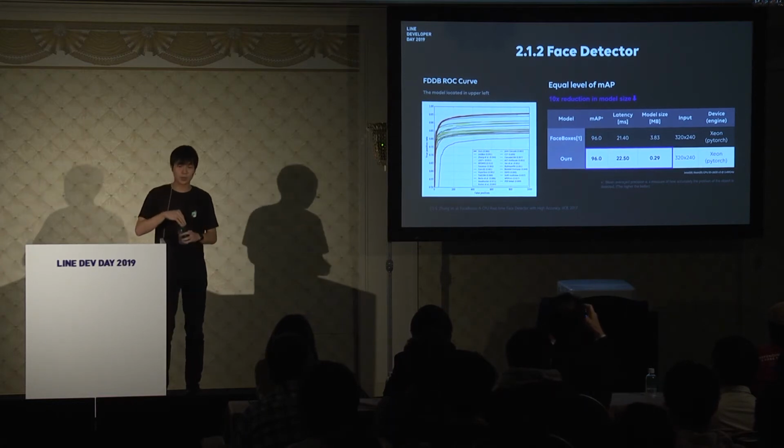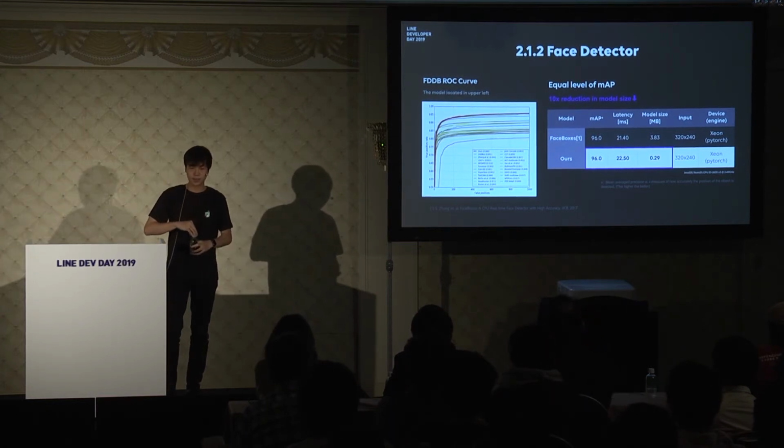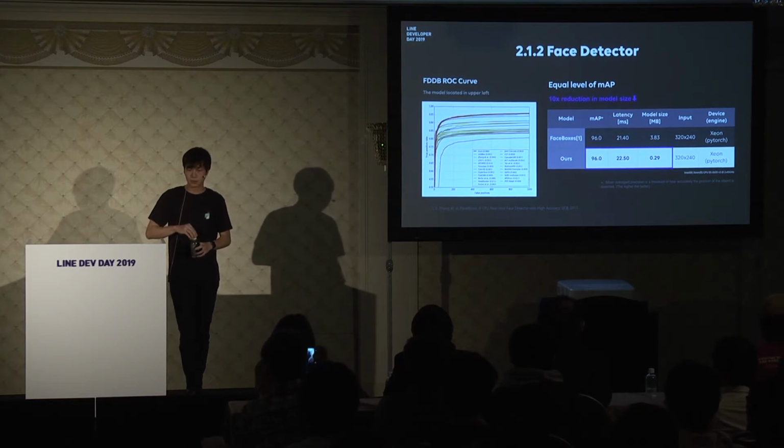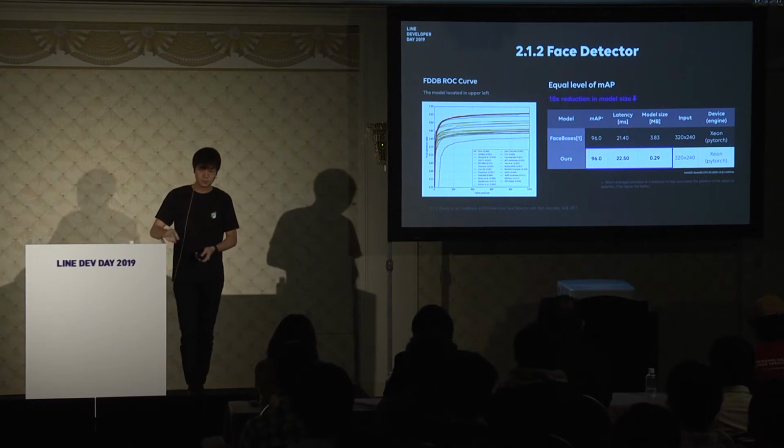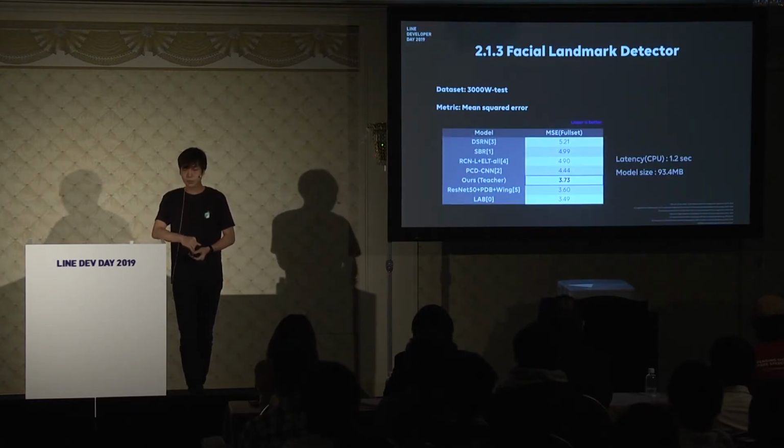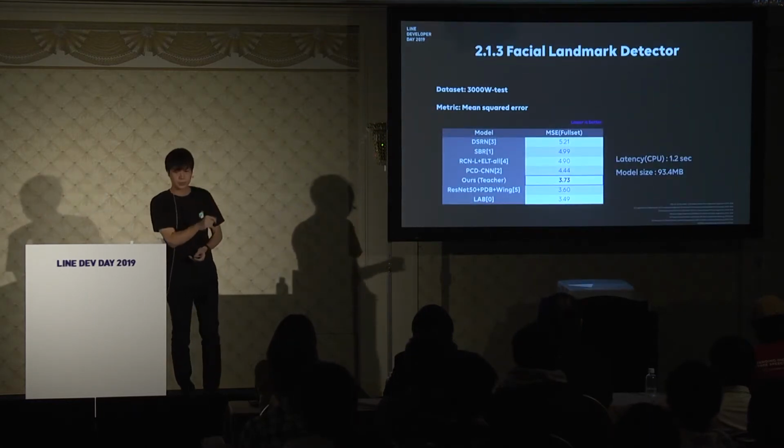We draw the ROC curve on the FDDB dataset. Normally, a model placed in the upper left is good. Compared to the face boxes lightweight detector models, the model size is about 10 times smaller while providing nearly the same level of accuracy. Our original model is good in mean-squared error too.